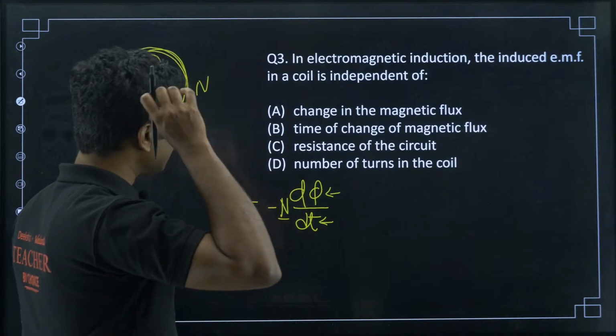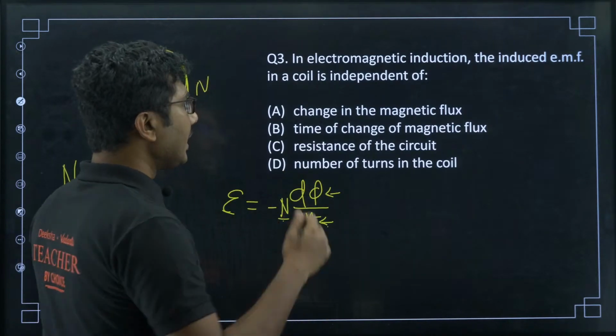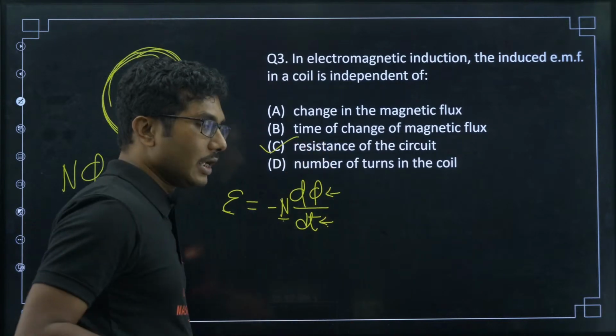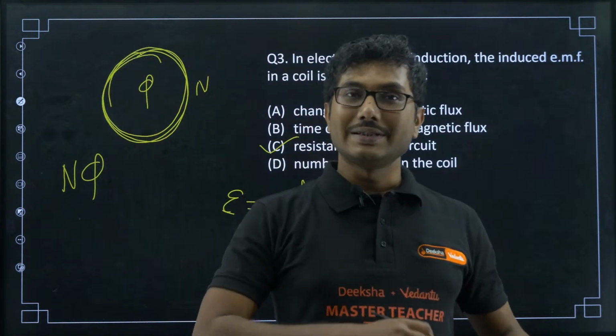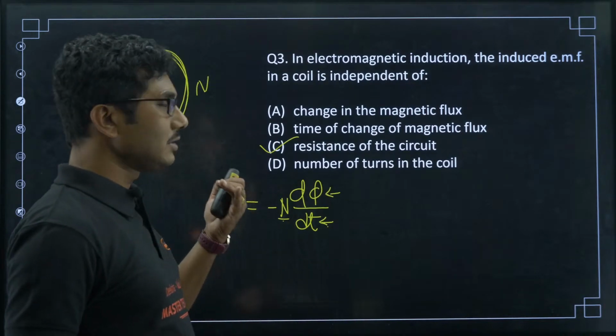This is the formula. So, it depends on phi, it depends on t, it depends on number of turns, it is independent of the resistance of the circuit. Okay. So, the induced EMF is independent of resistance of the circuit. So, obviously correct answer is option C.